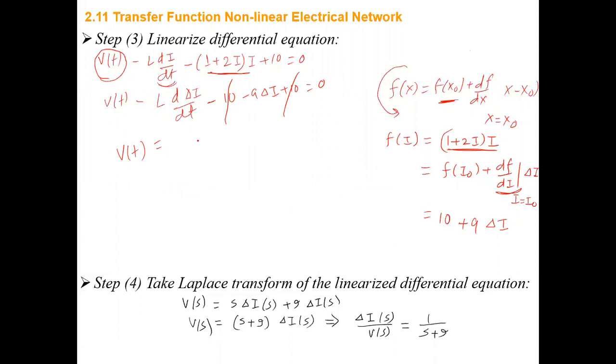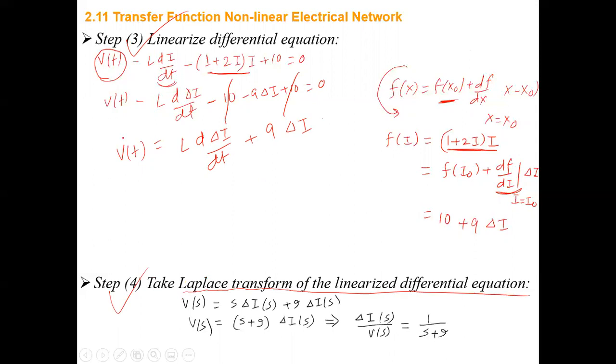So what is your VL from here? Can you help me? What is your VL? L d delta I over dt plus 9 delta I. Does it make sense? Step 3 is done. Linearize the differential equation. Now, the fourth step is to take the Laplace transform of the linearized differential equation.